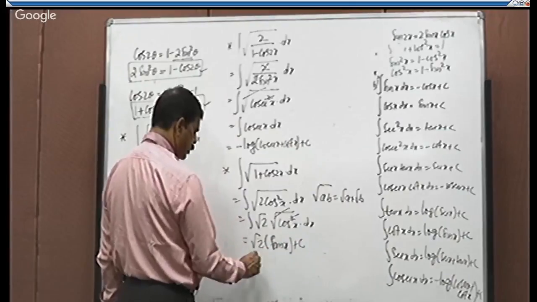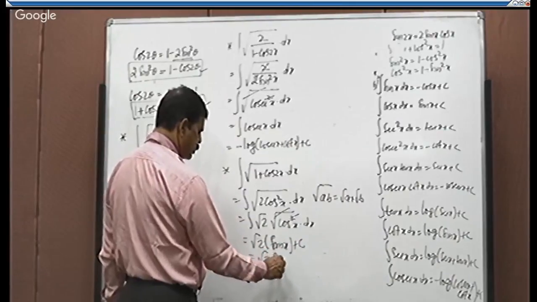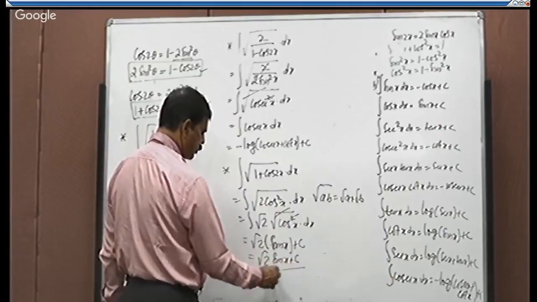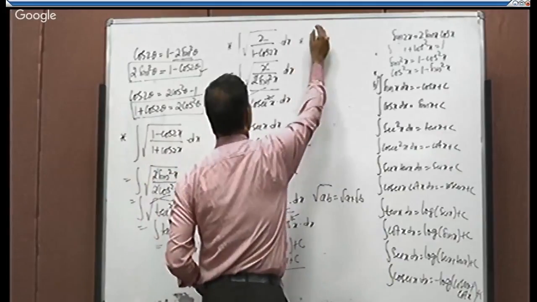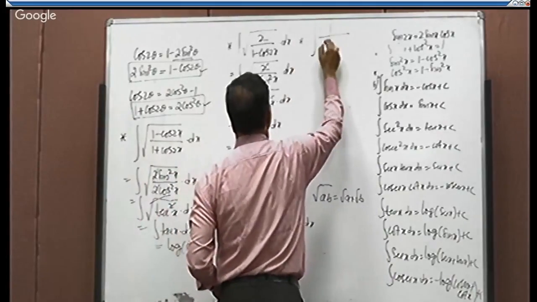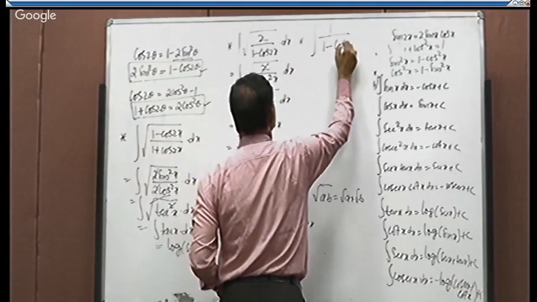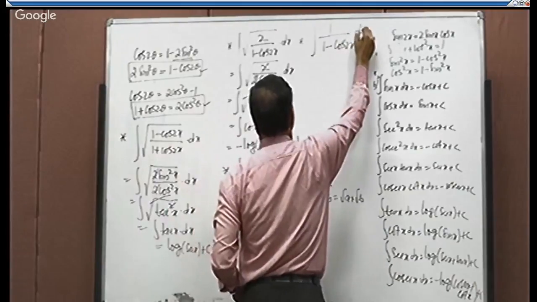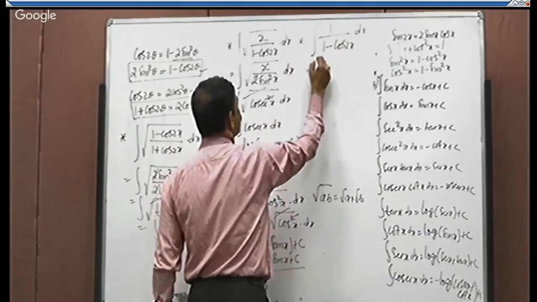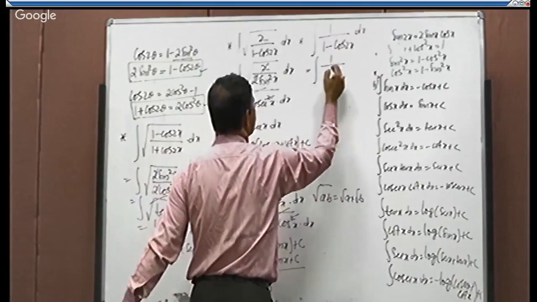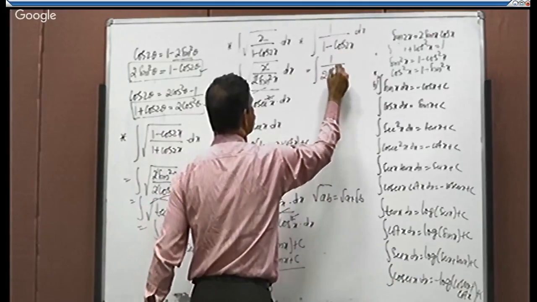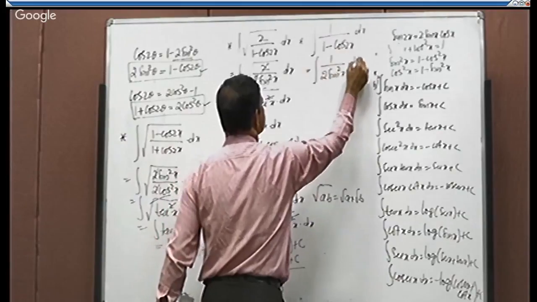Sin x plus c. That is root 2 into sin x plus c. Okay. See, this is the integration of 1 minus cos 2x. We don't have a root. Use the same formula. 1 minus cos 2x is what? 2 sin square x dx.